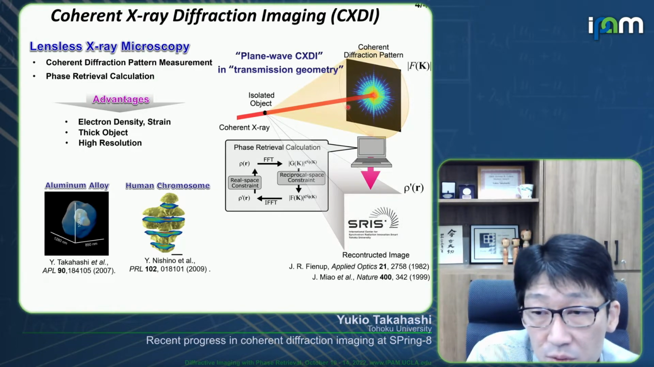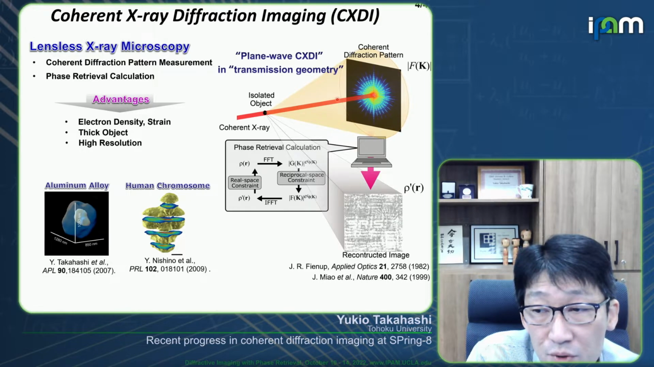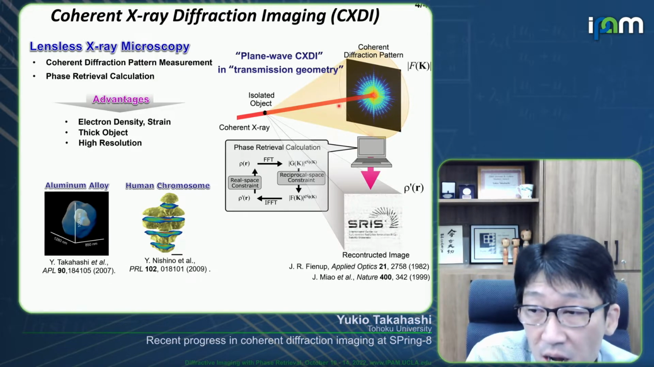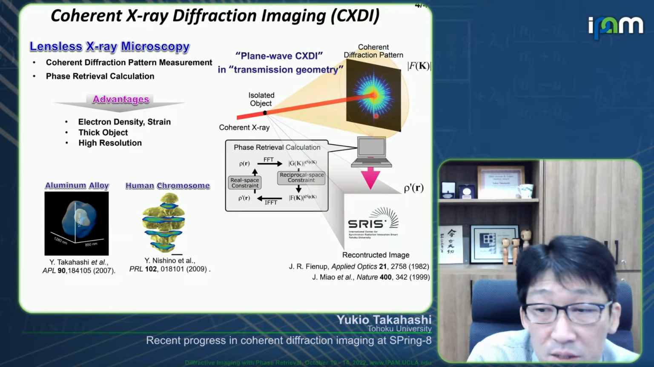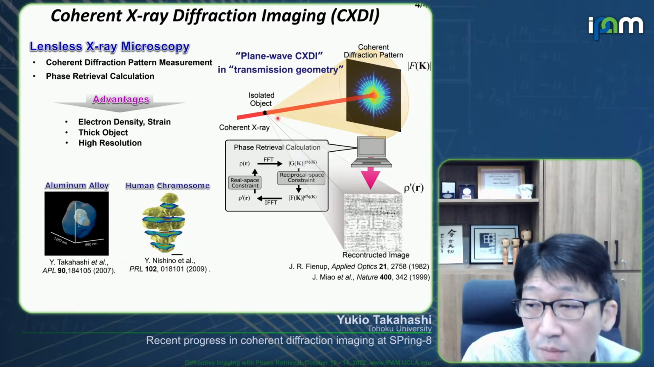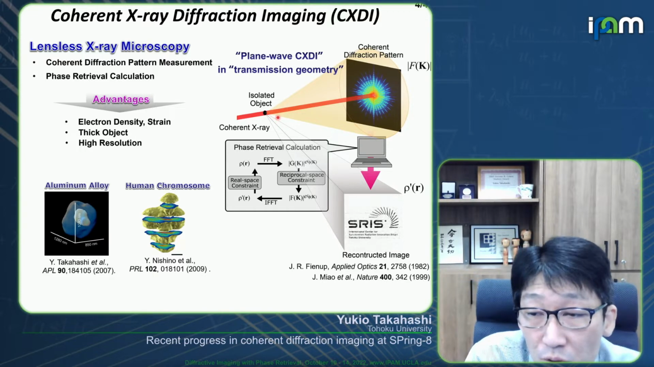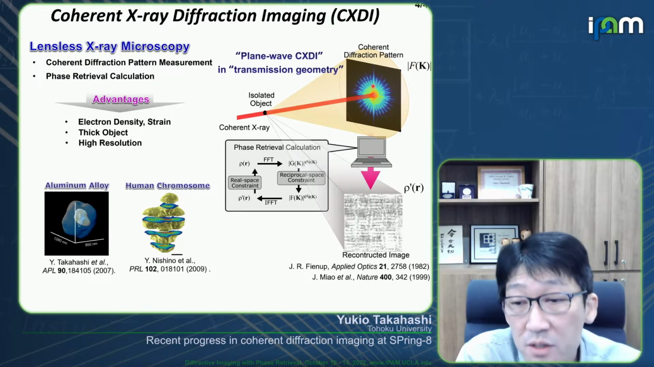The principle is very simple. This is the schematic of plane wave CXDI, the classical CXDI, in the transmission geometry. In this geometry, an isolated sample is illuminated by a fully coherent X-ray beam with a plane wave field. The coherent diffraction pattern from the sample is observed in the far field, which is measured by a two-dimensional detector.